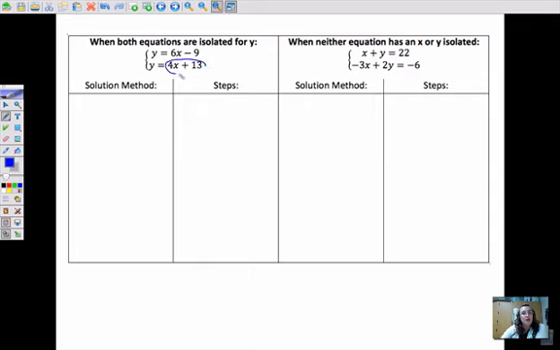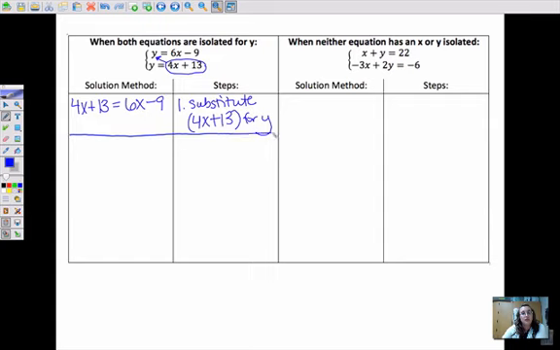I'm going to take the 4x plus 13 and I'm going to put it in place of y in my first equation. So I'm going to substitute 4x plus 13 for y. So I'll end up with 4x plus 13 equals 6x minus 9. That's my first substitution step.